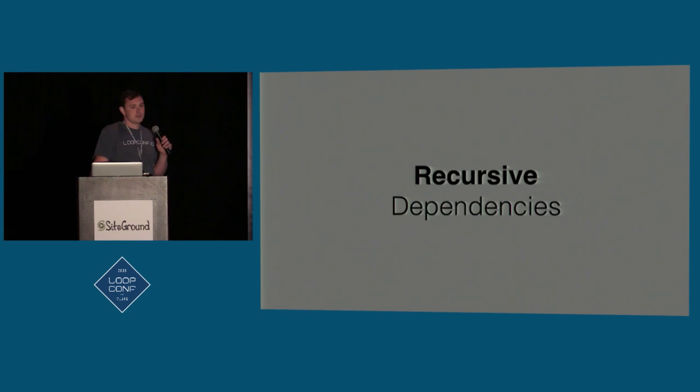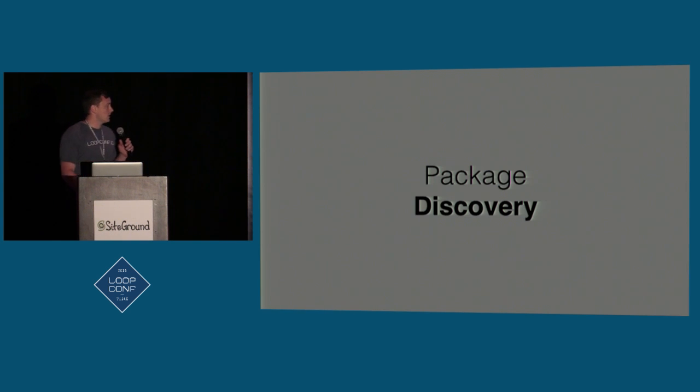It also allows for recursive dependencies. So if you have something that you release and you know that it depends on something else, you can set that up, and then anybody who uses your thing automatically gets the dependencies that come along with that. And then for package discovery, Composer has some built-in features that allow you to discover new packages in case you ever need to find new functionality.